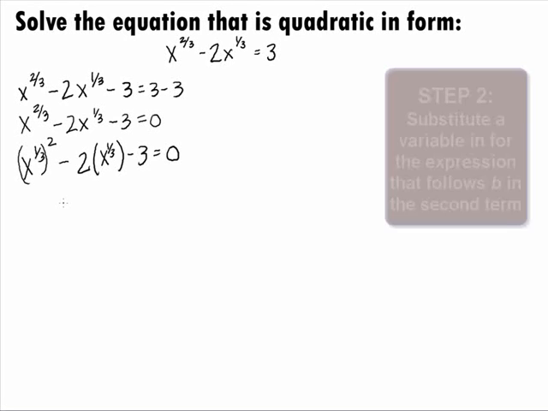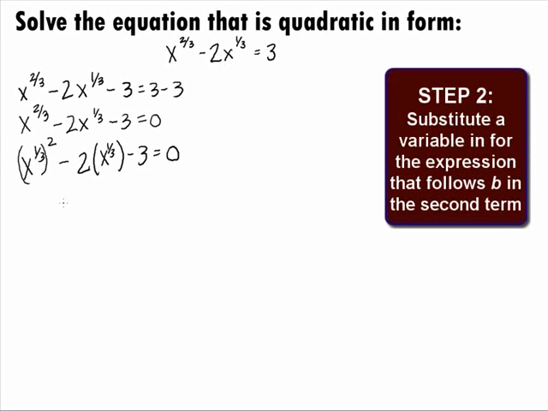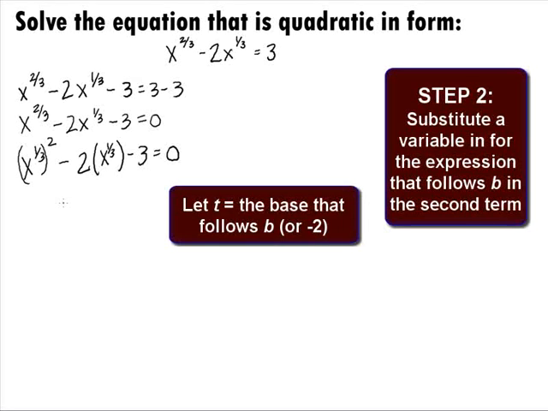In step 2, we want to substitute a variable in for the expression that follows b in the second term. Let's go ahead and use the variable t for this. Since we have this written in standard form, then t is going to equal x to the 1/3 power.